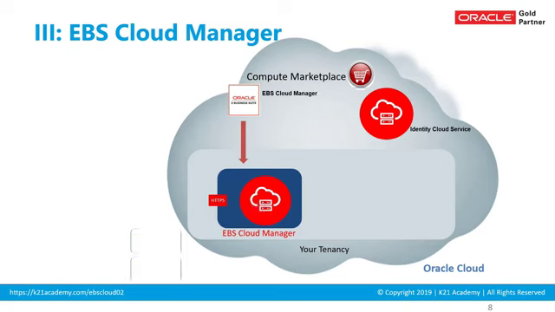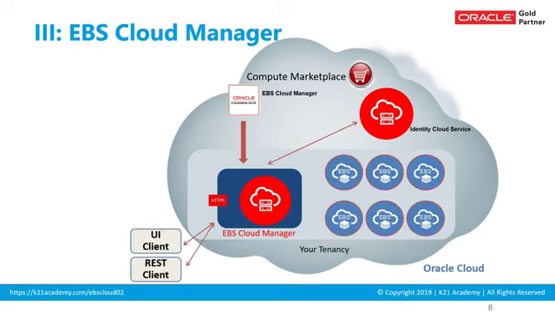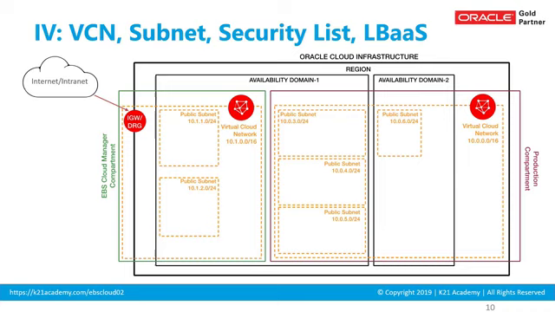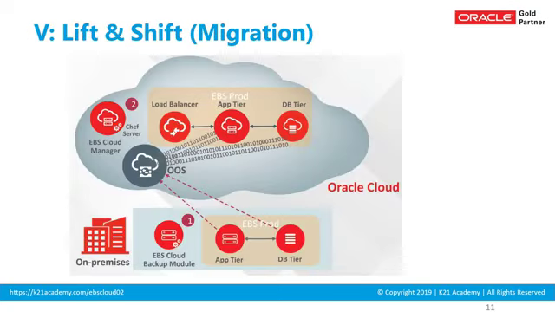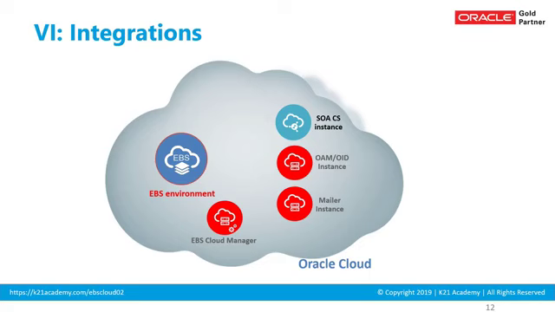Then third is about EBS Cloud Manager. Cloud Manager is the utility for all your management tasks, including provisioning, cloning, and maintenance of your eBusiness Suite environments. Point 4 is about networking, covering region, availability domain, virtual cloud network, subnet, security list, load balancers. Sixth is about lift and shift or migration to cloud. And the 7th and final one is about integrations.